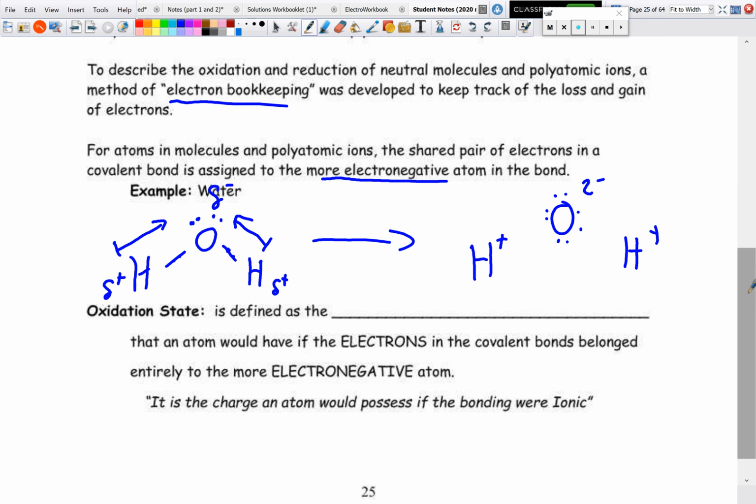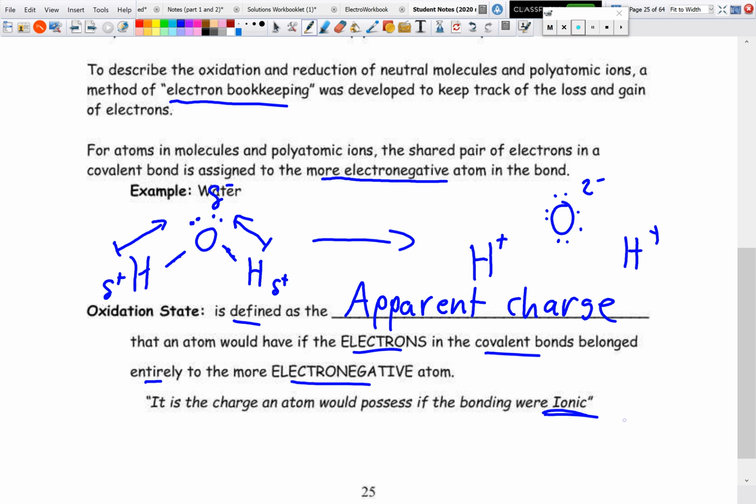So all oxidation state, or oxidation number, is defined as the apparent charge that an atom would have if the electrons in the covalent bond belonged entirely to the more electronegative atom. So really what we're doing is the charge an atom would possess if it were ionic. Now we know these are covalent bonds, but once again, it's more or less electron bookkeeping, just trying to figure out where the electrons are going. And for the most part, this is going to work perfectly with what we need it for.